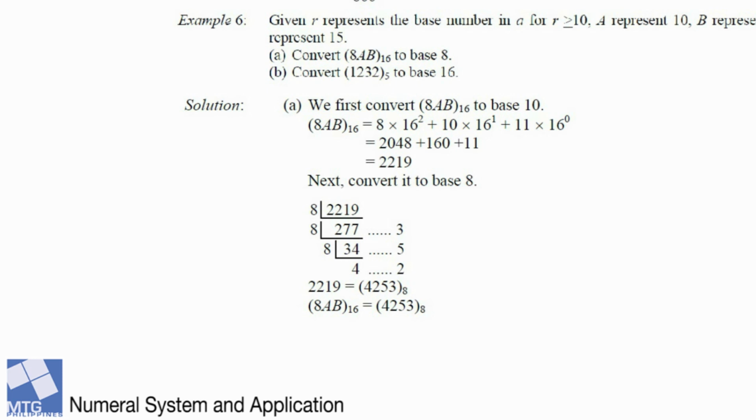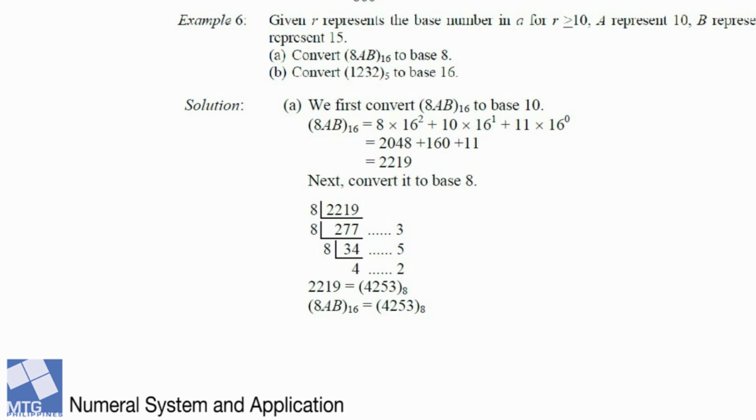Well, if you think about it, the given is in base 16 and we are tasked to convert it into base 8. So we simply have to convert the base 16 number to base 10 first. Then from base 10, we are going to convert it to base 8. Thus, 8AB base 16 is equal to 8 times 16 to the second power plus 10 times 16 to the first power plus 11 times 16 raised to 0. When simplified, this is equal to 2,219.